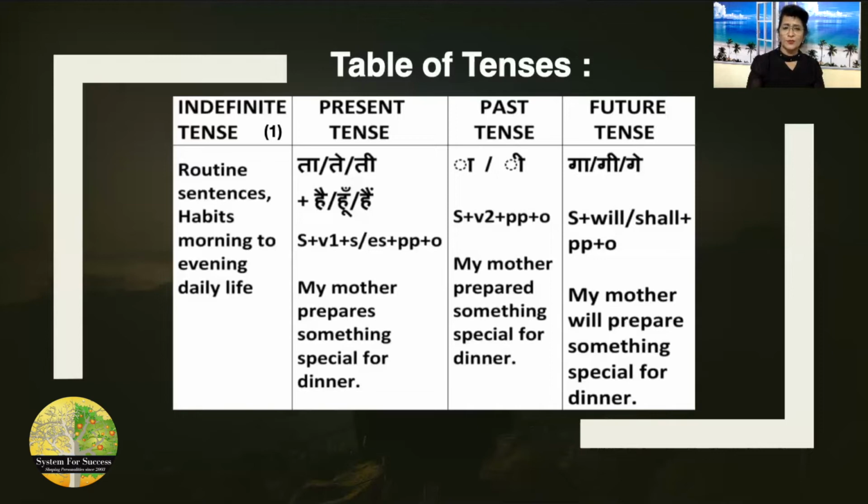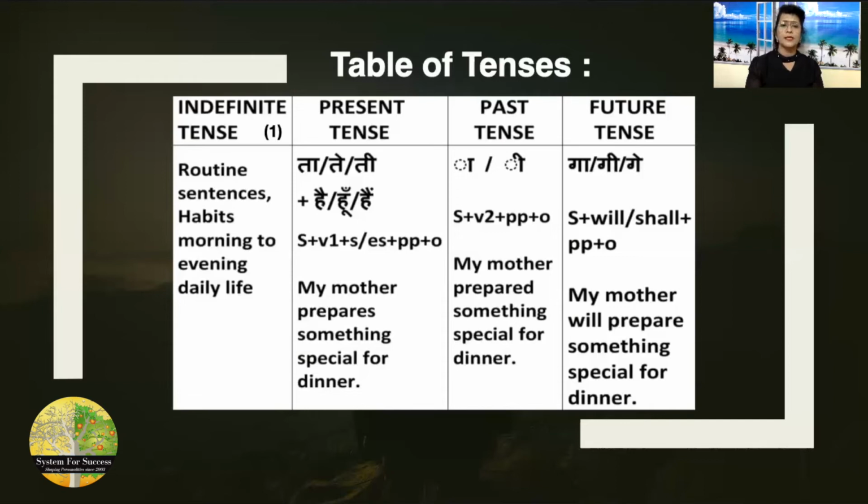In English, the formation of the sentence in future indefinite tense is subject plus will or shall. Shall आपने I और we के साथ लगाना है, but once again, will can be used with all the subjects. So to begin with, if you start practicing with will, you will be quite comfortable and you will be confident कि आपकी गलती नहीं हो रही है। So subject plus will plus preposition plus object.